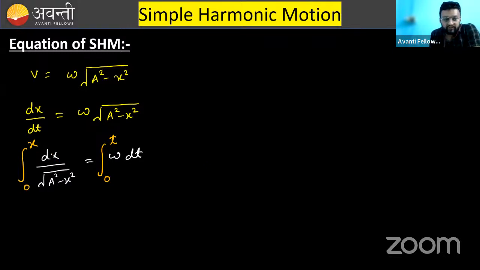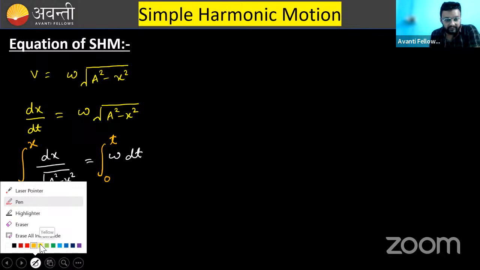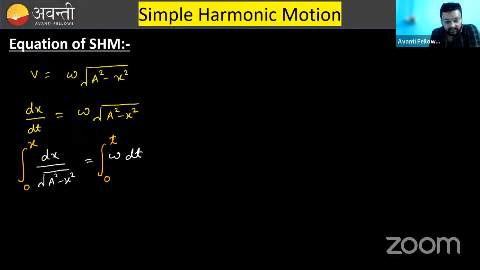What is the integration of dx over root a square minus x square? Anyone knows that? If anyone knows, he can tell me. Otherwise, I am telling you it is sine inverse x by a. Limit is 0 to x, equals omega, which is a constant. dt is t. Limit is again 0 to t.